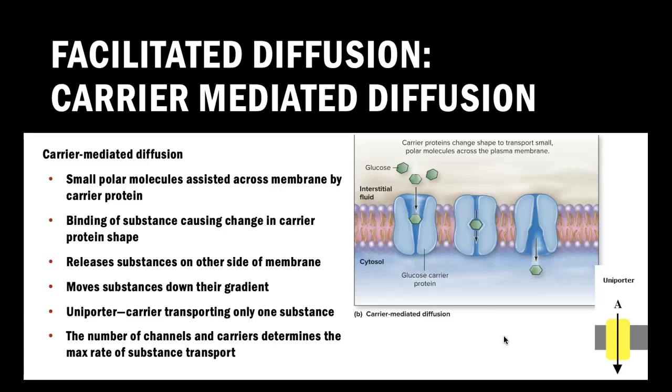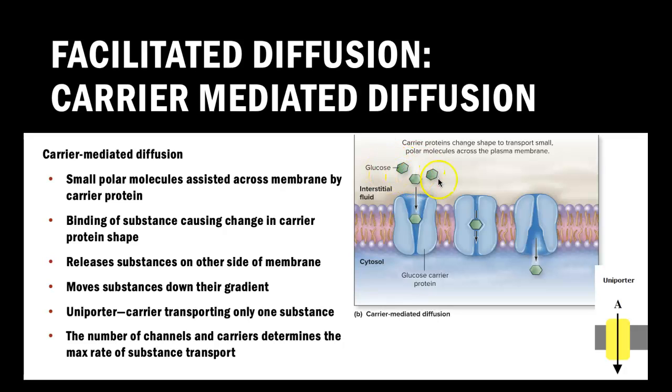They need a carrier protein to move them through. So here we could see the example of glucose, and it is going to go to its specific carrier-mediated protein, and we are going to attach, and then we get a conformation change in the protein, and that allows it to move the substance, in this case glucose, through down its concentration gradient.